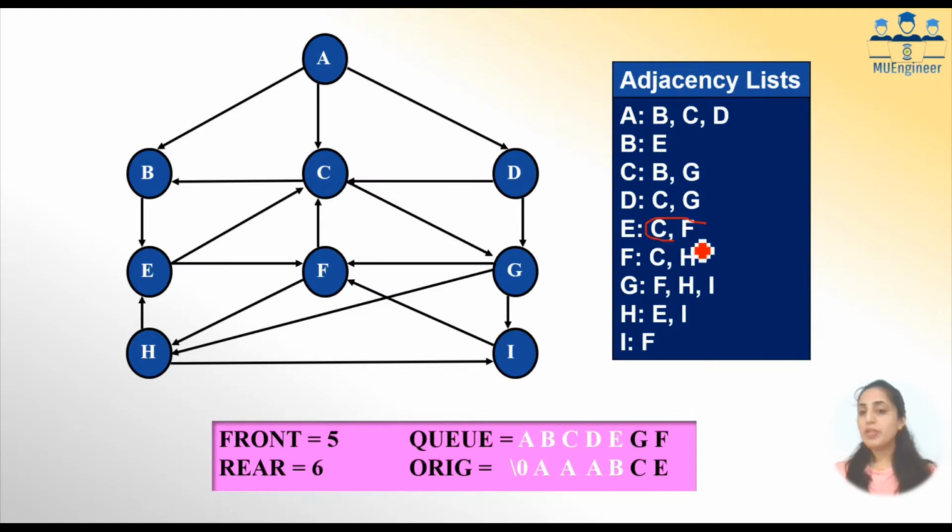Now I'm checking the neighbors of E. Those are C and F. C was already there in the queue, so we will not add. But F was not there in the queue. So now I'm adding F to the queue and writing its origin as E because F was added as a neighbor of E. So now though one member is added, my rear is also incremented by 1. Okay, so now your front is at position 5 and rear is at position 6.